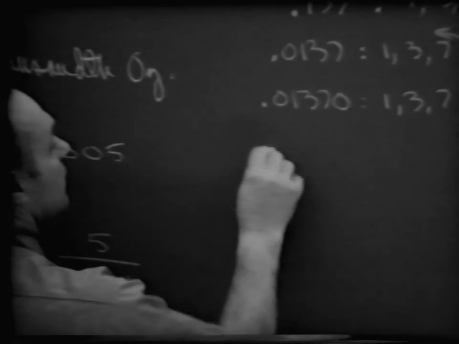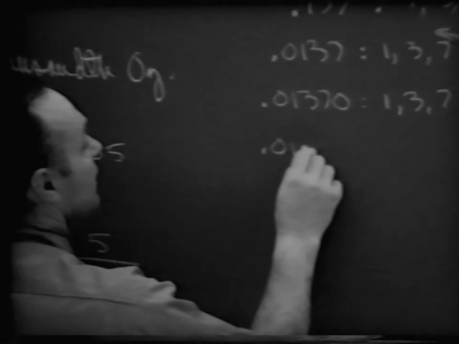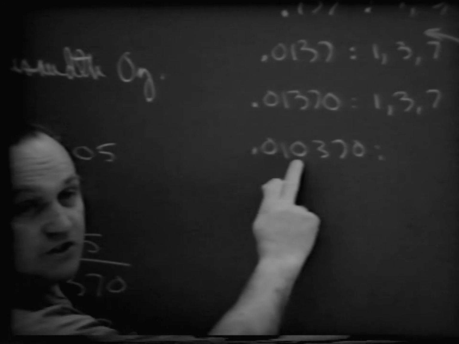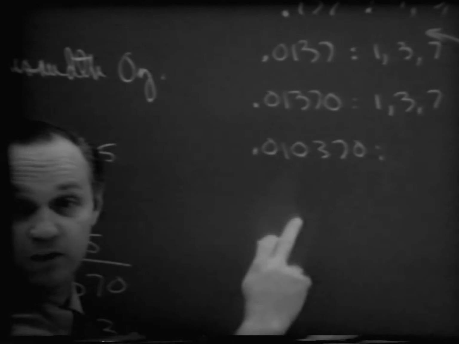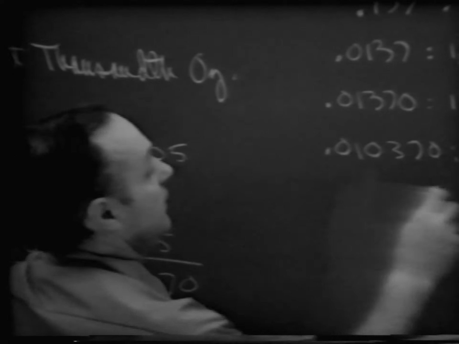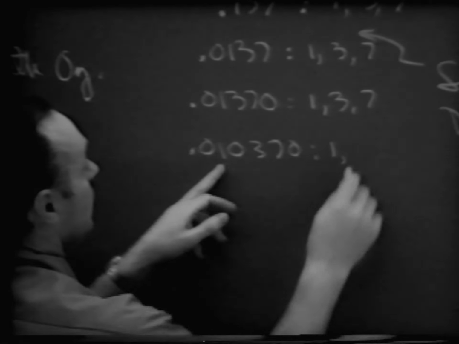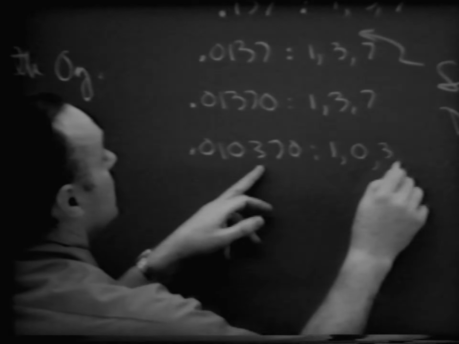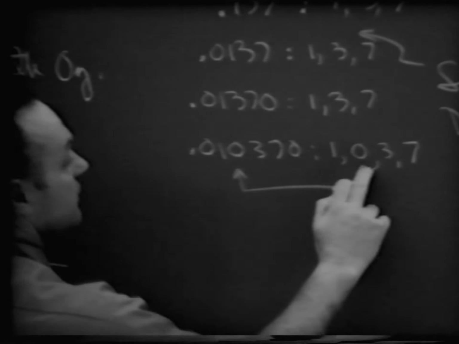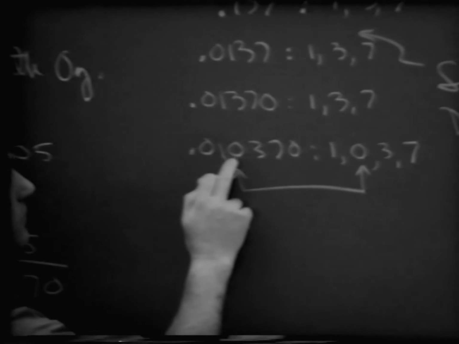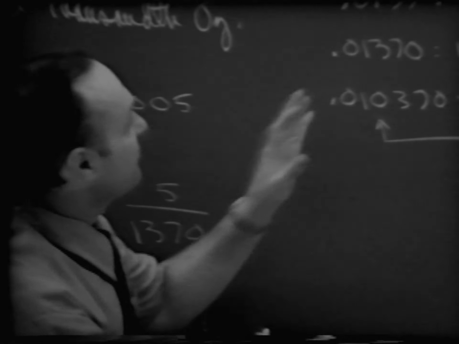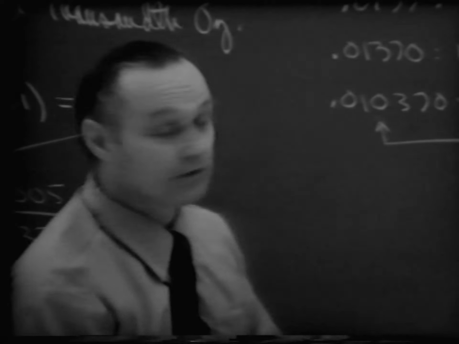Well, let's look at a number such as 0.010370. How about this digit, this 0 here? Is that significant? Doug? The middle 0. Is this a significant digit? I think you will agree that it is. So 1, 0, 3, and 7 are our significant digits, whereby the 0 that is significant is the one which is between two significant digits. Is that right?